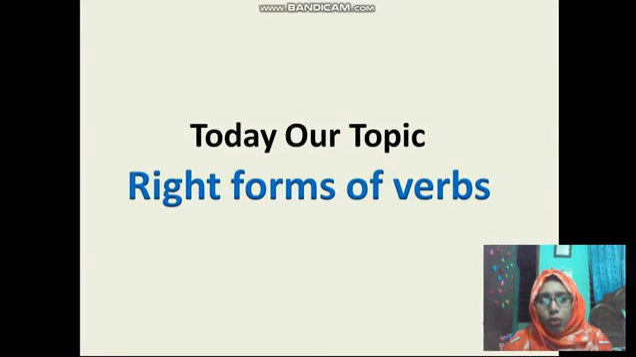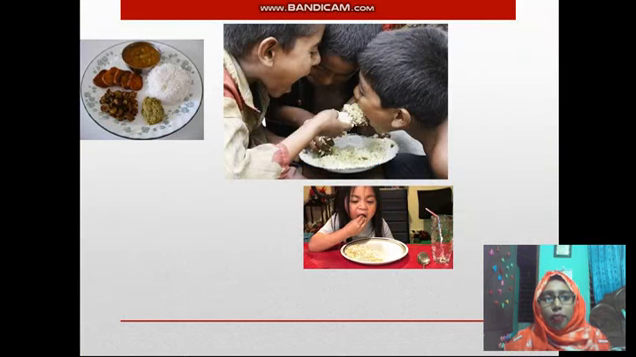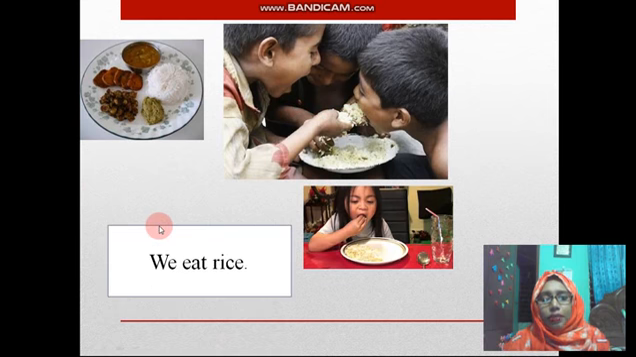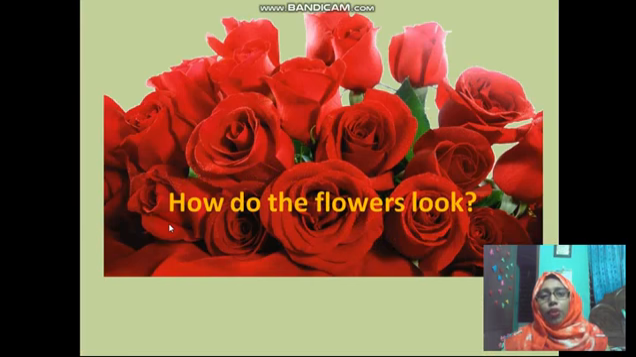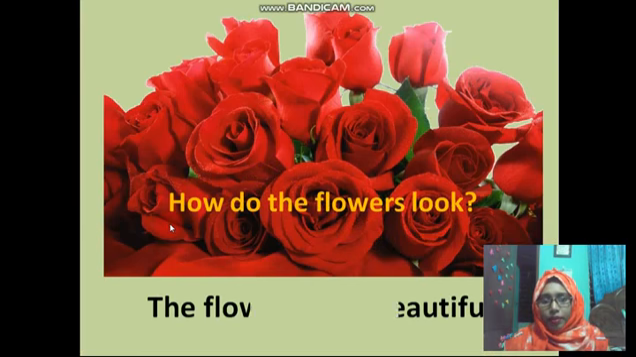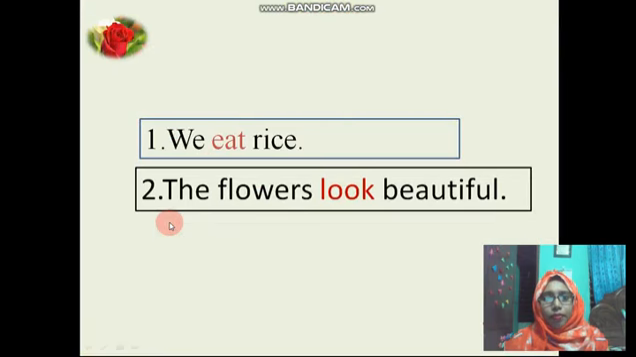Today our topic is right form of verbs. You see there are some pictures. They are eating rice. She eats rice. It means we eat rice. How do the flowers look? The flowers look very beautiful. You see, number 1, we eat rice. Number 2, the flowers look beautiful.